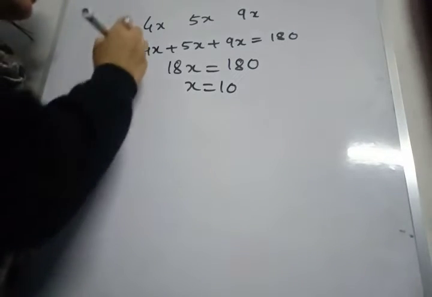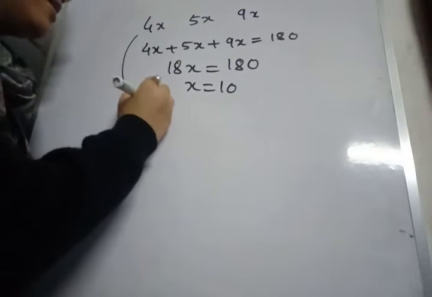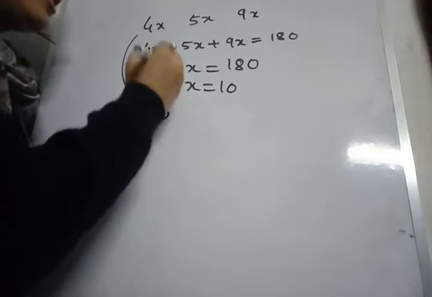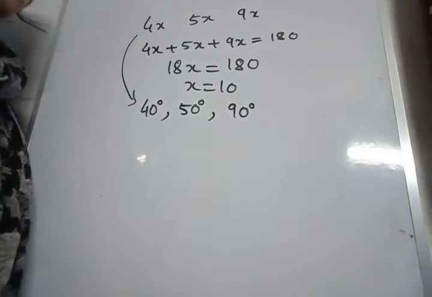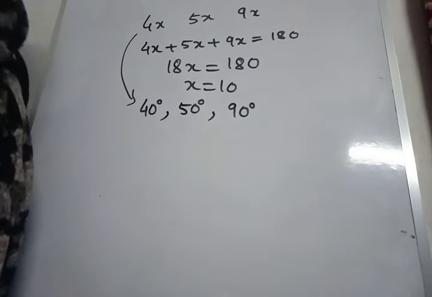Now we have to find out the individual angles. It is 4 into 10, that is 40 degree. 5 into 10, 50 degree. 9 into 10 is your 90 degree. So these are the corresponding angles of a triangle.